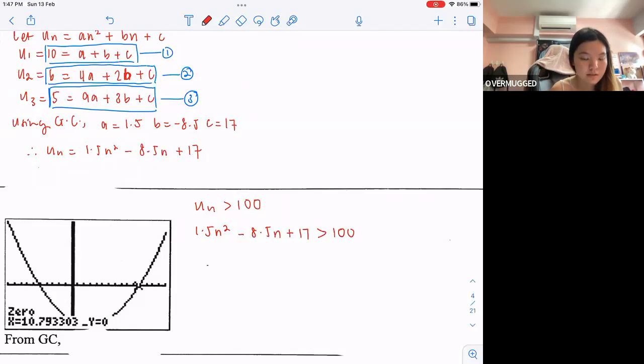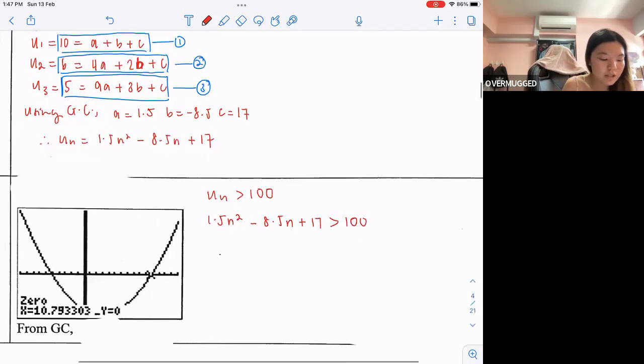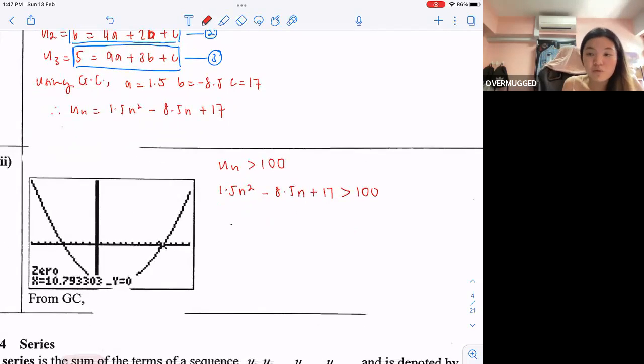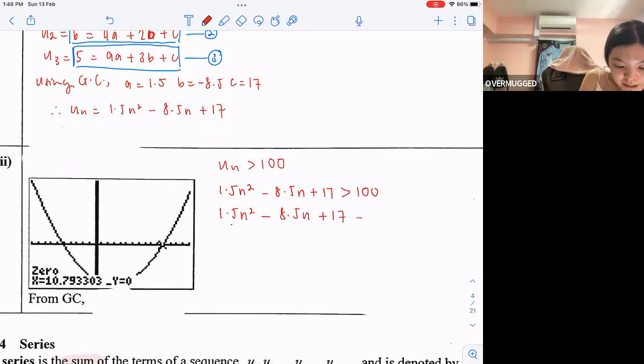For this to be more than 100, I can also bring it over, and I'm going to put here 1.5n squared minus 8.5n plus 17. I'm going to minus off the 100, so I can just say that this has to be more than 0. Either way, it is fine. So why do I want to do this? So that I can put this into my GC.